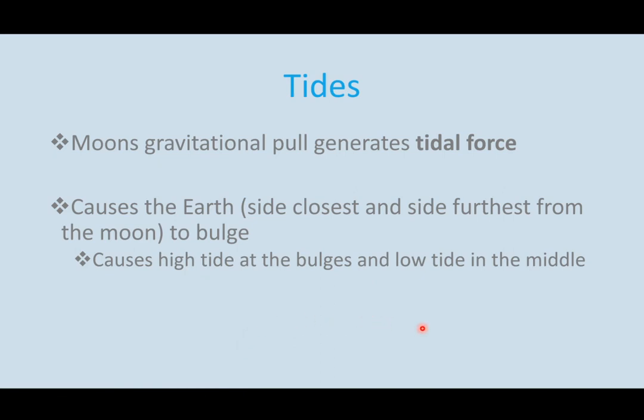And if you imagine pulling a sphere, it's going to stretch both sides, the one closest to and the one furthest from. And we'll see an example of what I mean by this. So these bulges are what cause high tide, and in the middle of the Earth, we have our low tide. So basically you have 2 high tides a day and 2 low tides, and we'll see in a diagram in the next one what we mean by that.